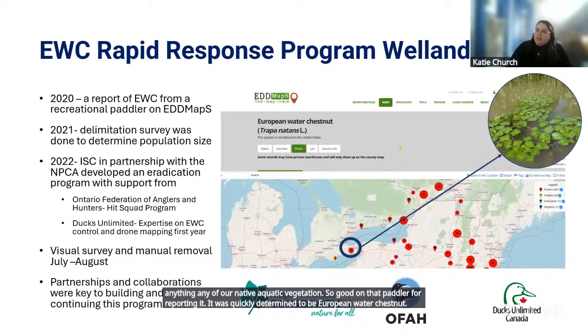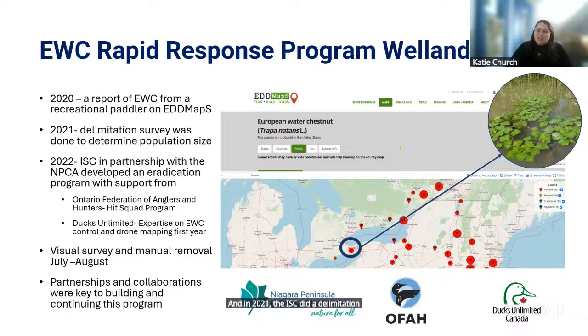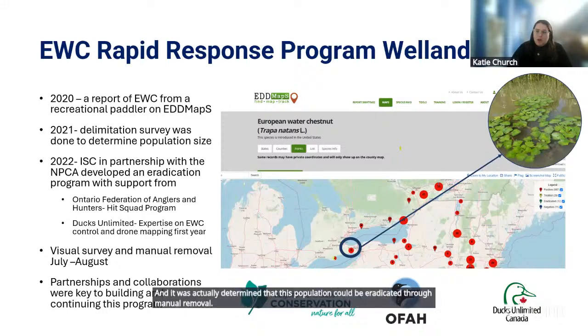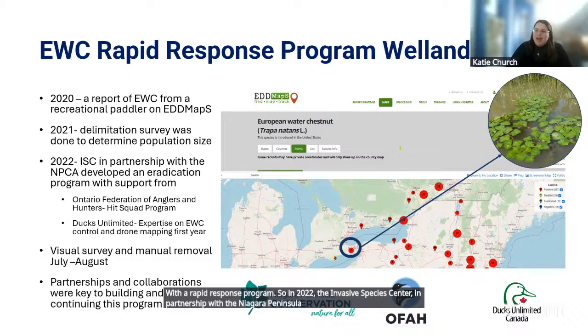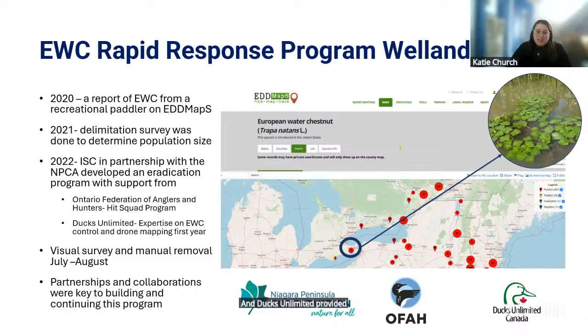And in 2021, the ISC did a delimitation survey just to see the population size on the river. It was determined that this population could be eradicated through manual removal with a rapid response program. So in 2022, the Invasive Species Centre, in partnership with the Niagara Peninsula Conservation Authority, developed an eradication program with support from the Ontario Federation of Anglers and Hunters. They provided us with their hit squad team, and Ducks Unlimited provided us with expertise in EWC control in Wolfe Island.